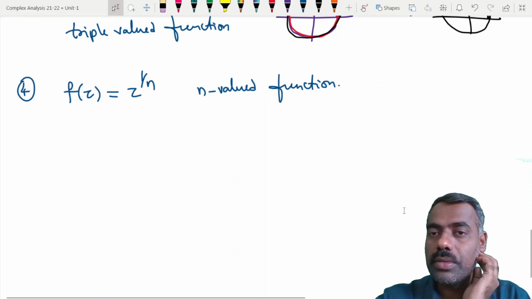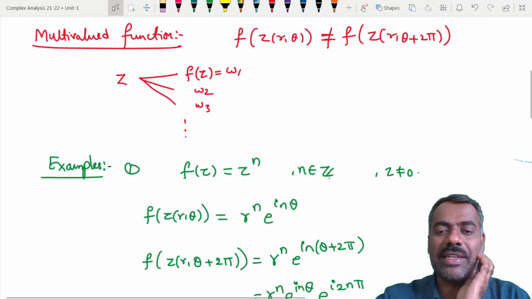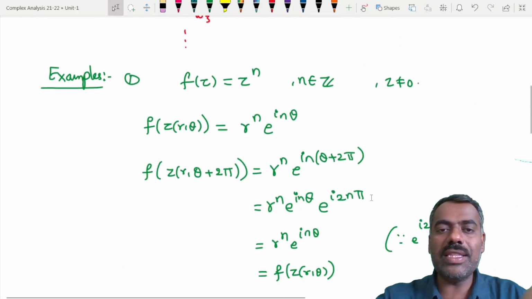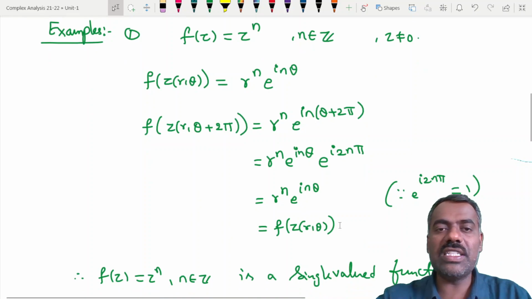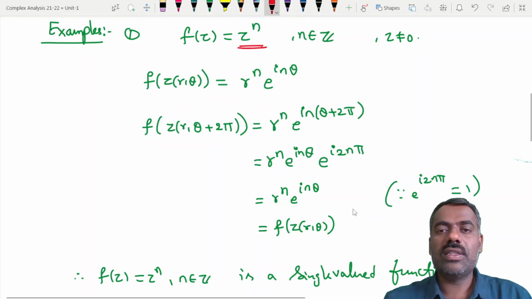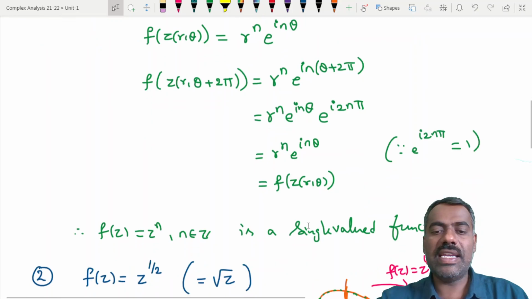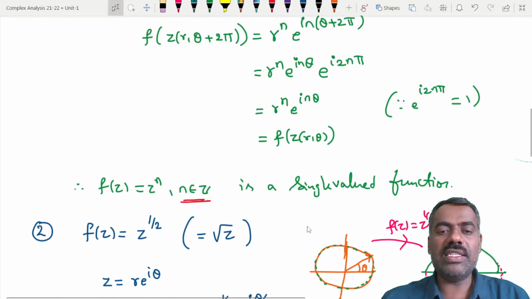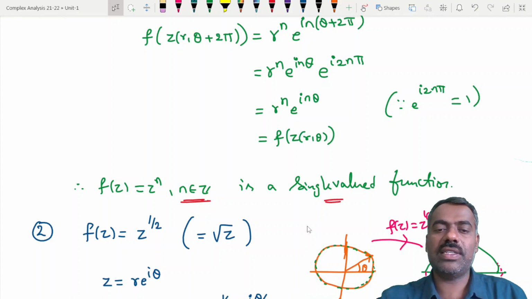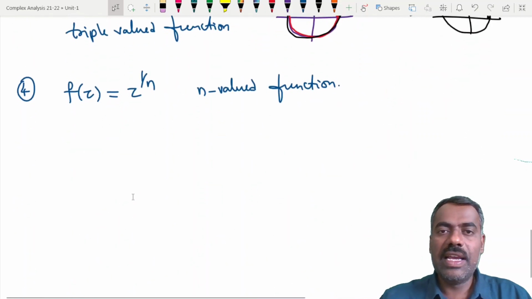F of z equal to z power n for any integer n: we have already checked, you are not going to get anything new. It is a single valued function. If z is different, the f of z value is different. Here n can be not only 1, you can take 2, or minus 1, minus 2. For any n belonging to the integers, z power n is a single valued function. That means it is not multivalued. Fine.